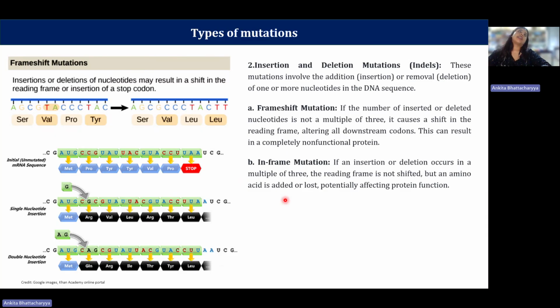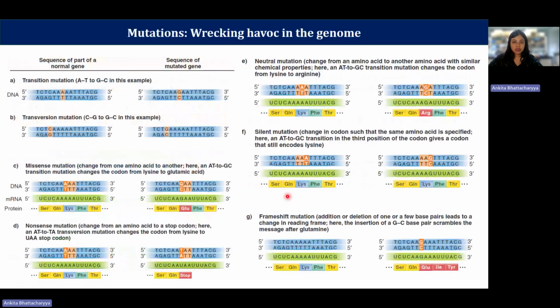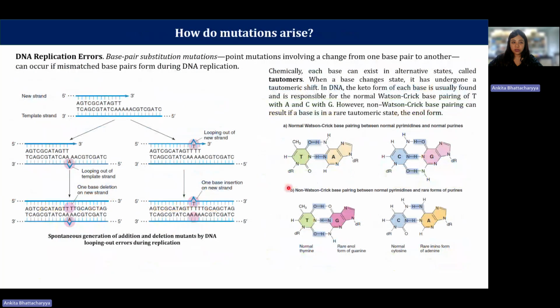So either there can be a single base shift, which is going to lead to a complete change in the amino acid sequence, or it can be in frame, which means that if there are three bases that are getting inserted, the resultant outcome is that the reading frame has not shifted, but an amino acid has either gotten added or has gotten lost. So potentially that can affect protein function. So that's an in-frame mutation. So this is sort of a summary of all of these different mutations that I just talked about.